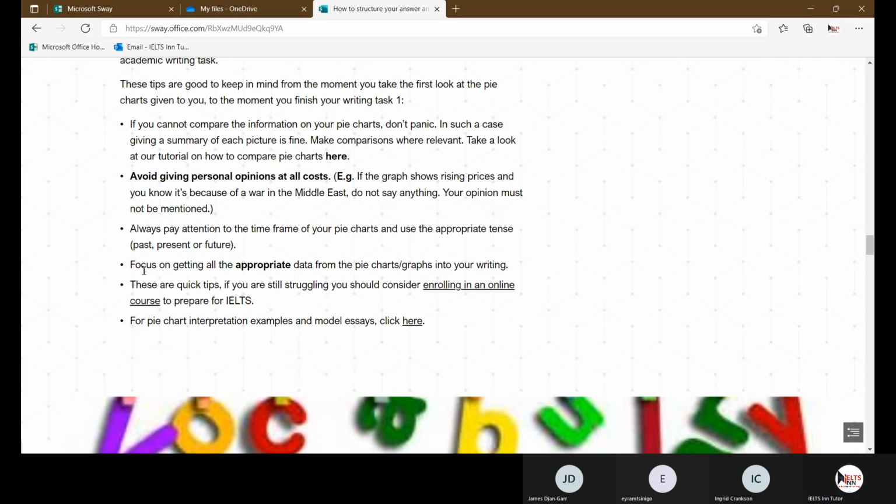So focus on getting all the appropriate data from the pie chart or graph into your writing. Any major information, try to cover it in your writing. Don't talk about some and leave the others. Try to cover every single piece of information. Bear in mind you are writing a minimum of 150 words, so try to present everything so you get your 150 words.